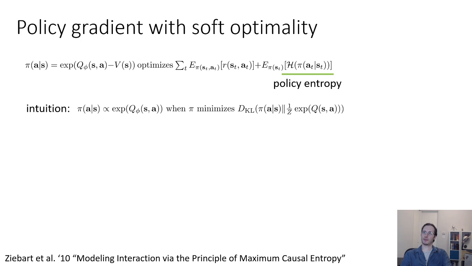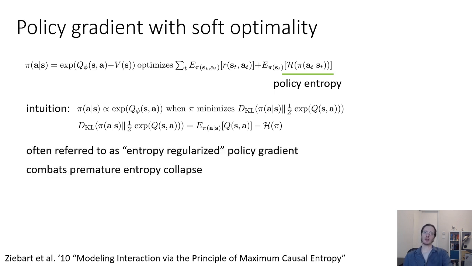So the intuition behind this procedure is that the policy pi will be proportional to the exponentiated q value, or equal to the exponentiated advantage, when pi minimizes the KL divergence between pi and 1 over z times exponentiated q. And of course, this KL divergence is equal up to a constant to the expectation under pi of q minus the entropy of pi. So this is actually often referred to as an entropy regularized policy gradient.